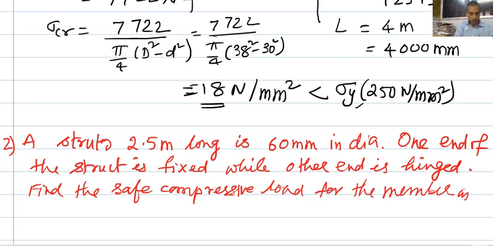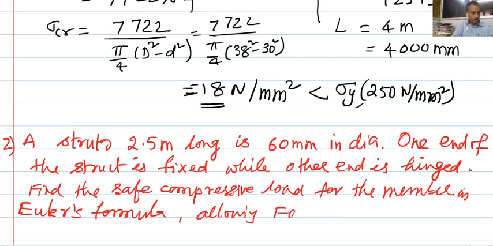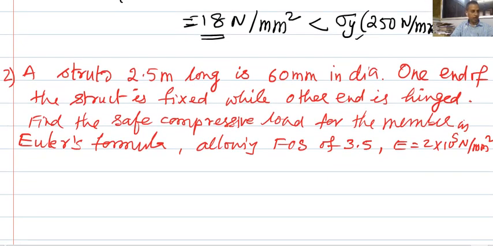Using Euler's formula. He already mentioned, he is asking you to use Euler's formula. Then he said allowing factor of safety of 3.5 and take E equal to 2 into 10 power 5 Newton per millimeter square. Try understanding this. So, how to solve this problem is what we are going to see now.